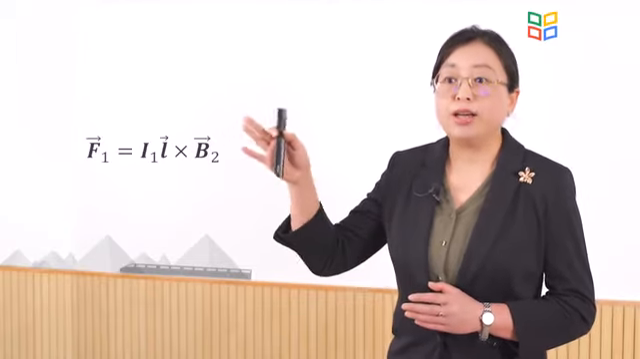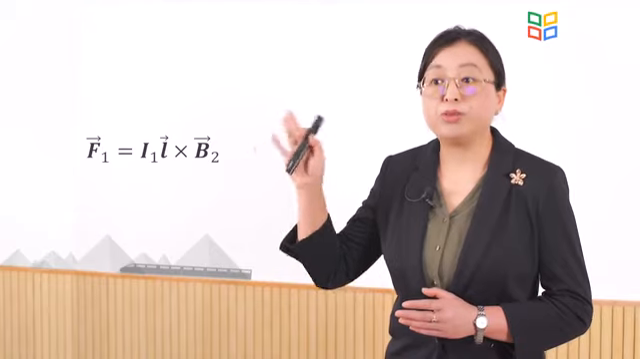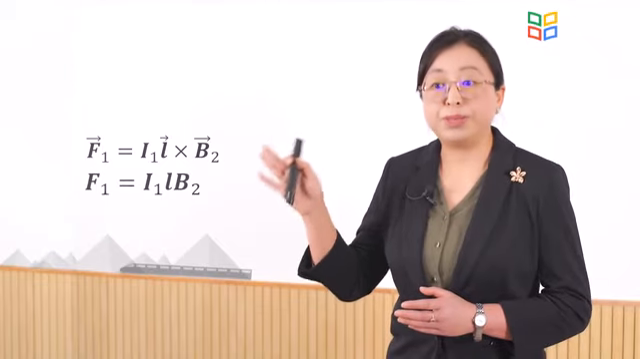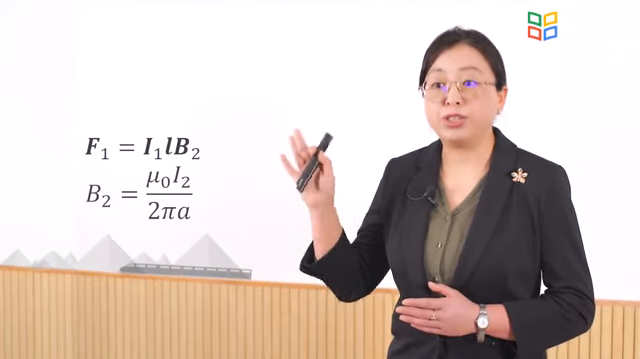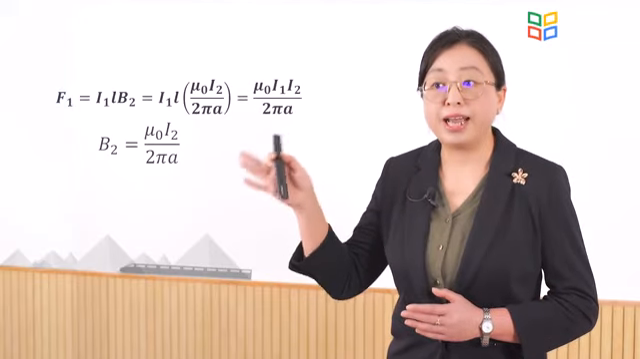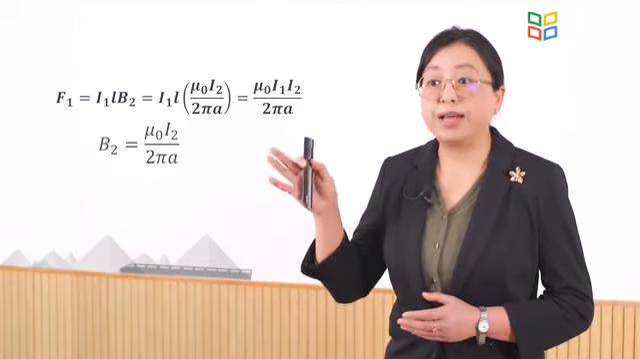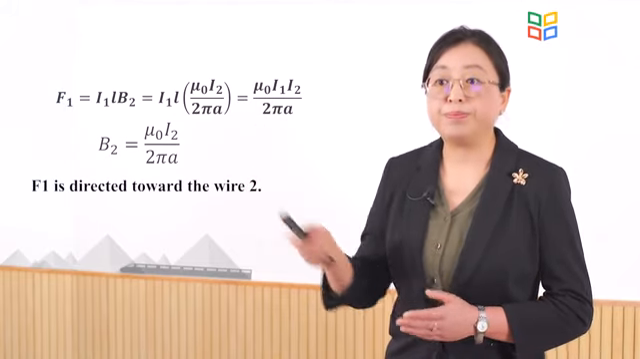We use F1 to denote the force on wire 1 exerted by B2. F1 equals I1 L cross B2. Because L is perpendicular to B2, we have F1 equals I1 times L times B2. B2 equals mu0 times I2 divided by 2 pi a. We substitute B2 by this expression and obtain the force on wire 1. We could determine the direction of F1 by the right-hand rule. F1 is directed toward wire 2 as shown in the figure.